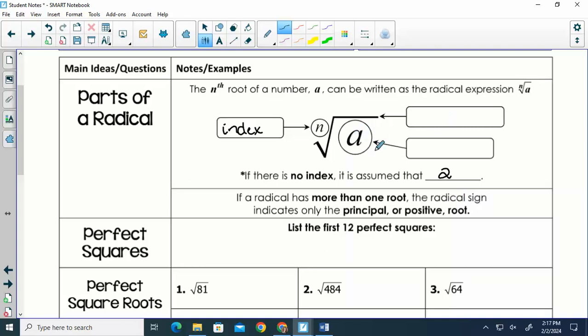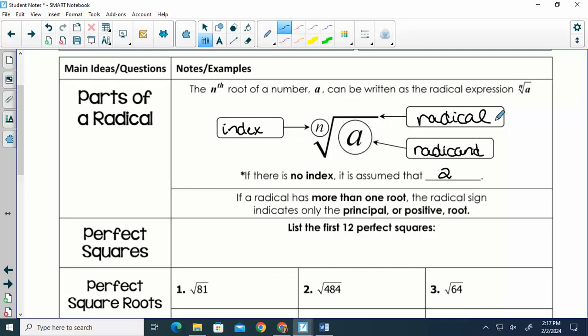The number under the radical is called the radicand. It's the thing we're taking the square root of. And when I say radical, I'm talking about that square root symbol. So that's some of the terminology that we're going to use today.